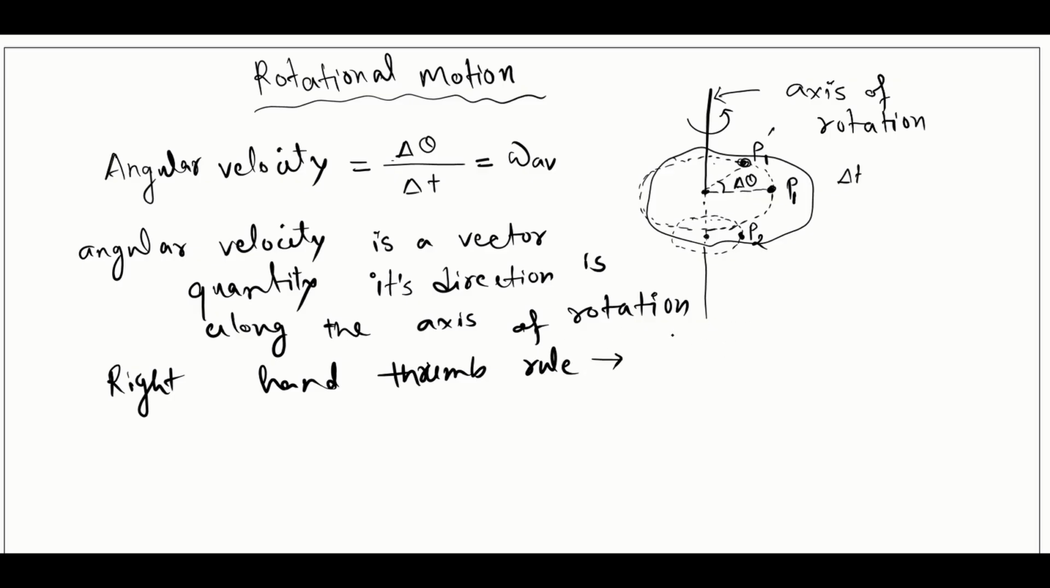If the object is rotating in this way, anti-clockwise, the angular velocity will be upward. This vector will be on the upside. For clockwise rotation, the angular velocity will be in the downward direction.